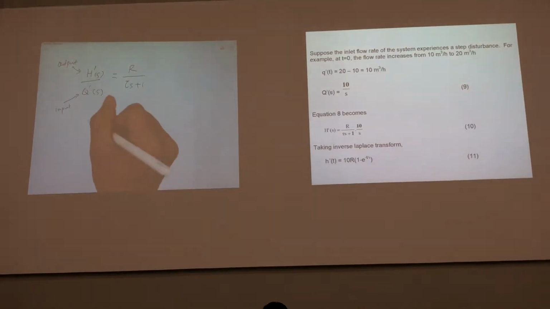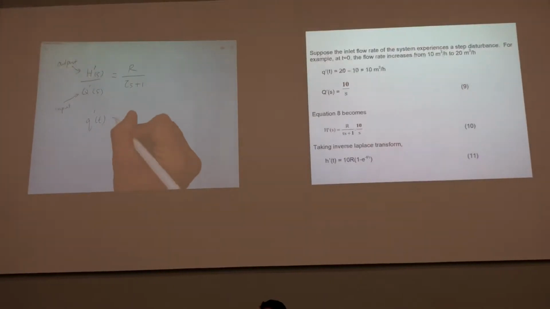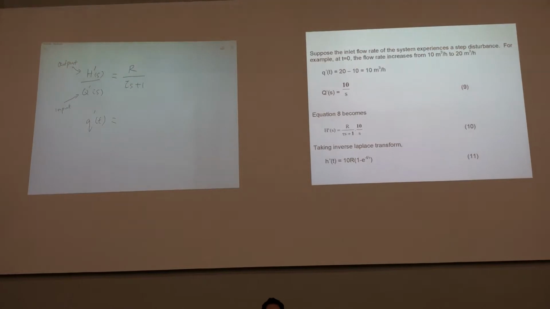So if we want to calculate and see what the changes will be, this is how we do it. We know that Q prime at t is the inlet, right, as compared to the steady state, which is at 0. And the question actually gives us that originally it is at 10, and then the flow rate is increased to 20.